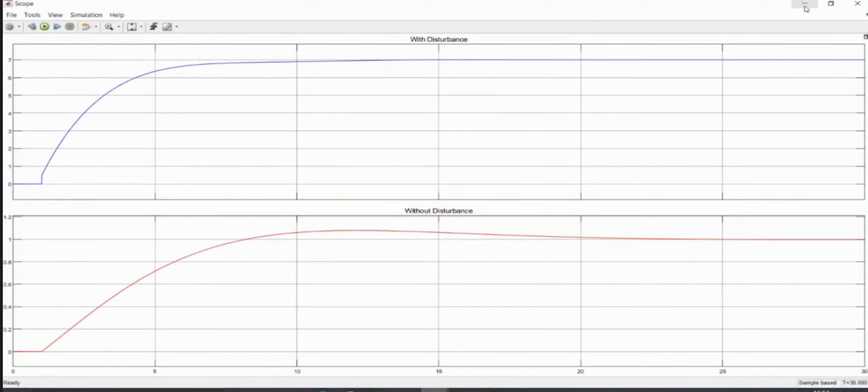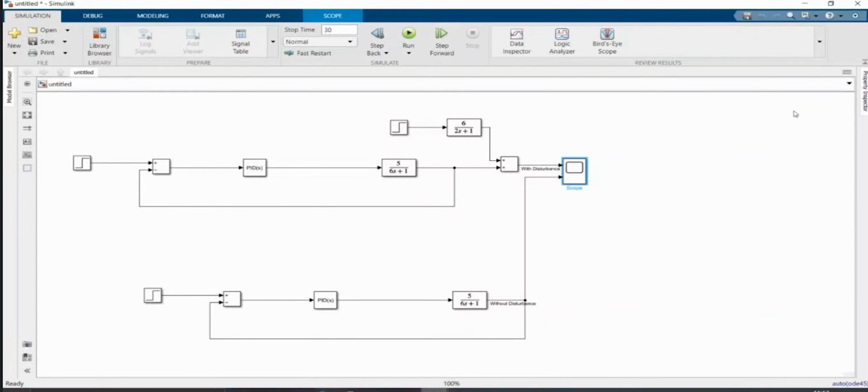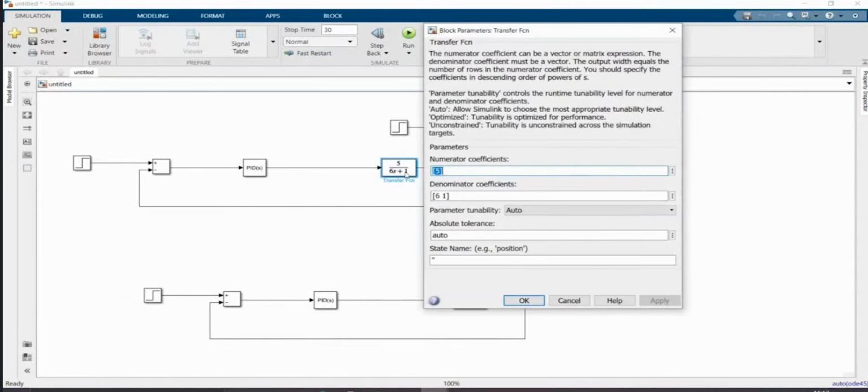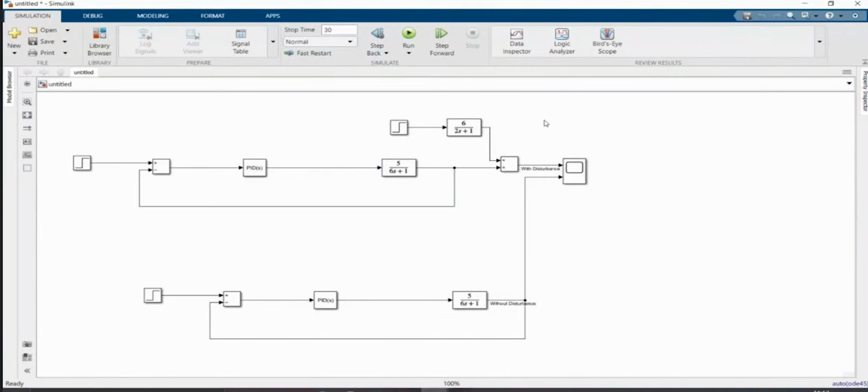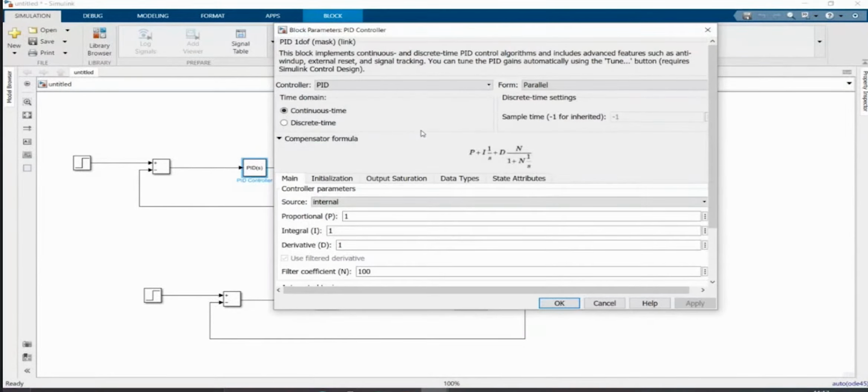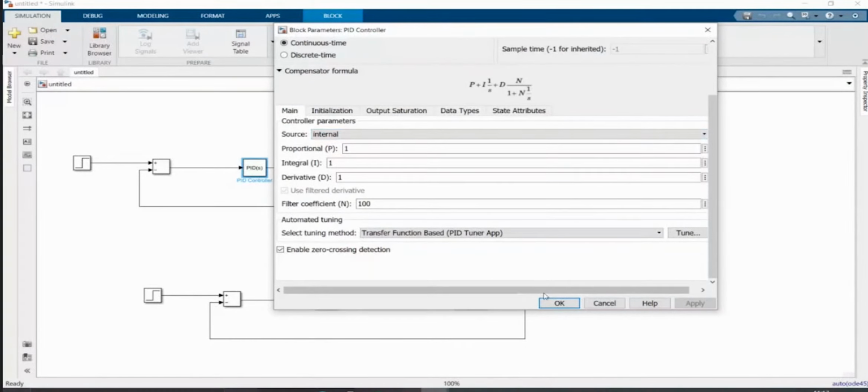Can you please go to the design one? Yes, ma'am. What should I open? You can double click on the transfer function 5 by 6s plus 1. Okay, you can click on OK. Now I will go to the PID controller part. Double click on that. We have taken each as 1. Yes, ma'am. Okay, next.